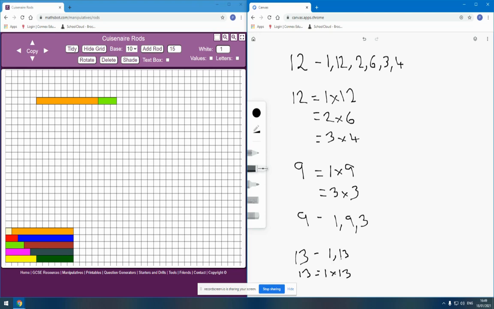Whilst I'm setting up for primes, the other number that I would want to pay particular attention to in this scenario is actually the number 1. Because what I want them to see about the number 1 is that in common with square numbers, its decomposition is a bit weird because it's only 1 times 1, and so therefore it's only going to have 1 unique factor.